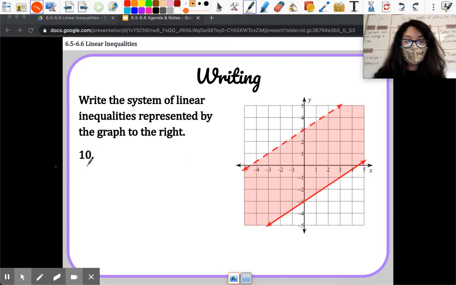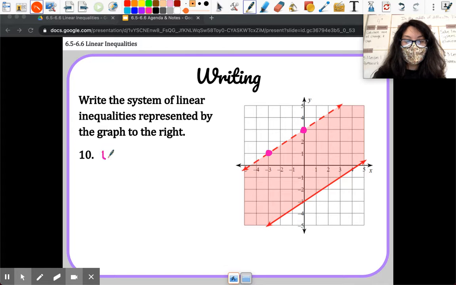Let's do the dashed line first this time. I'm going to start at my y-intercept, which is right up here at +3. And then I'm going to choose a nice lattice point. This one's kind of hard to see. I think there's one right here. Let's use this one.